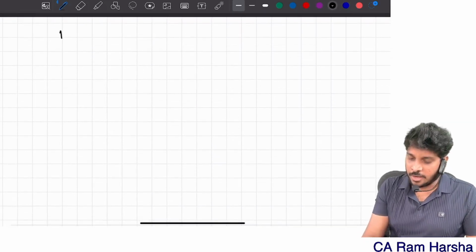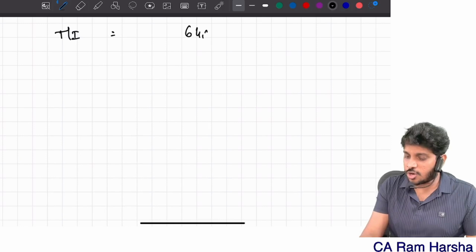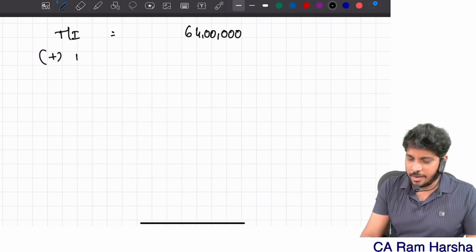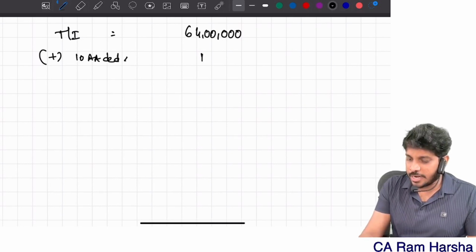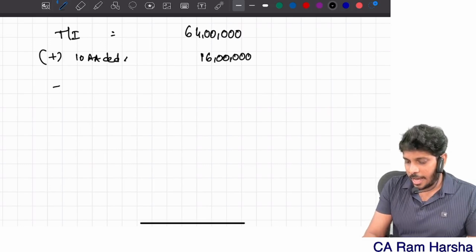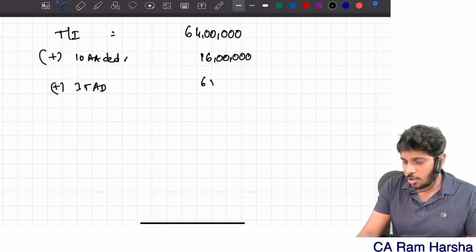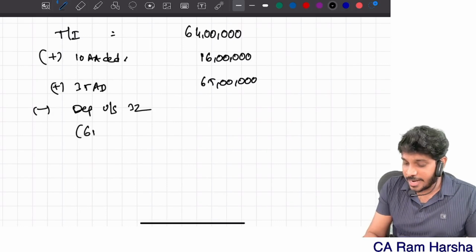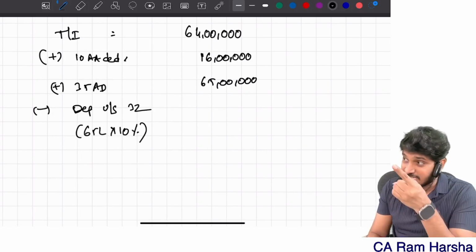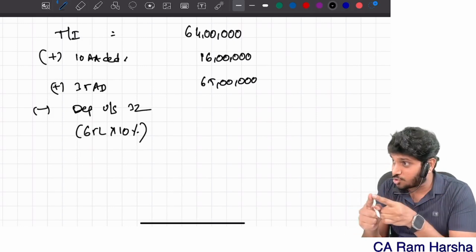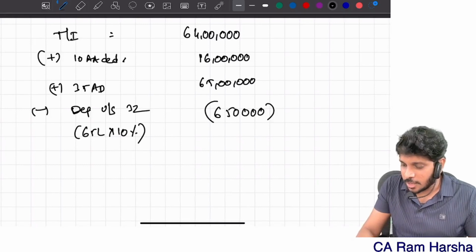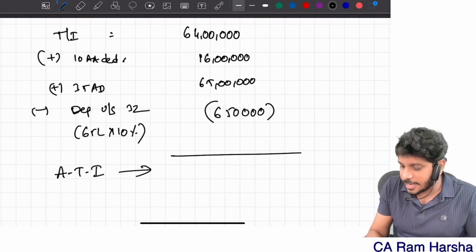AMT liability. Fine. First, total income as per normal provisions, how much? 64 lakhs. Just now we computed. Correct? Add back the 10AA deduction. How much we claimed? 16 lakh we claimed. Add back the 35AD deduction. How much is it? 65 lakhs. But remember, immediately depreciation under section 32 on the building at 10% from 1st April onwards. The building is there, full year is used, more than 180 days, so 10% in full you can claim. 6 lakh 50,000. What is the adjusted total income?